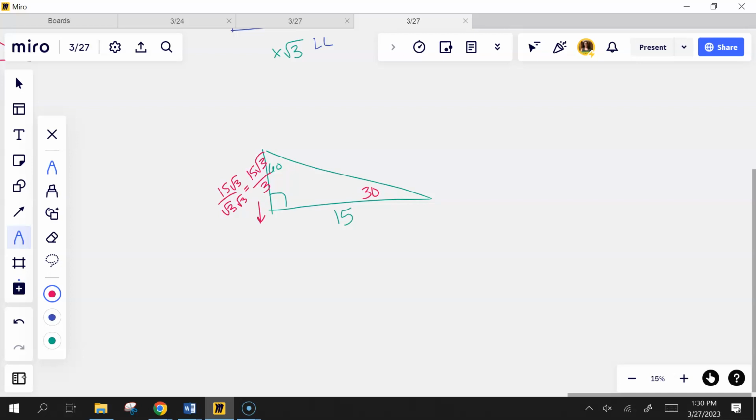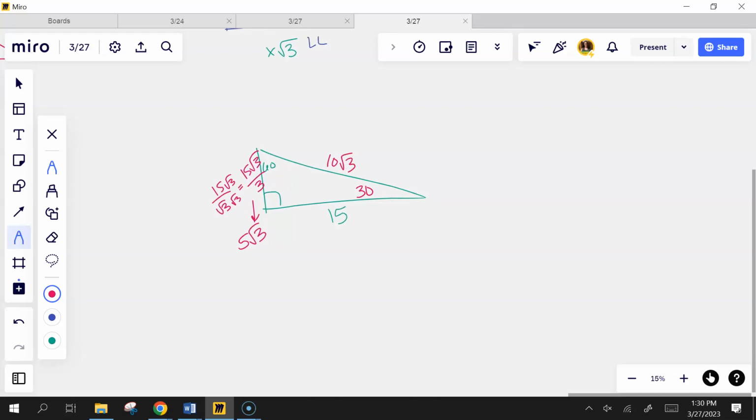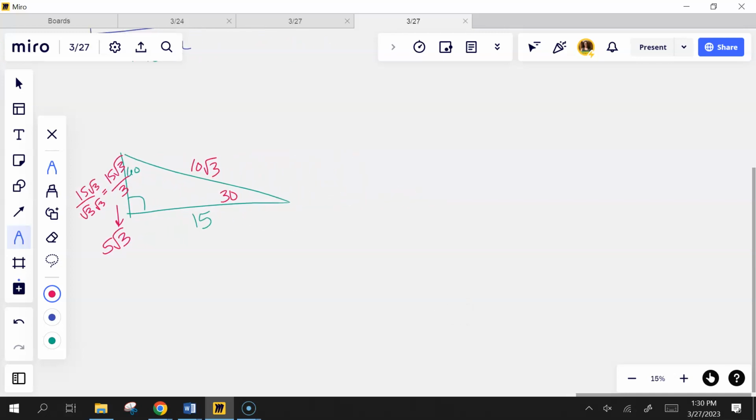How about the hypotenuse? You multiply that by 2 because everything works from the short leg. That's the key. So this is 10 root 3.